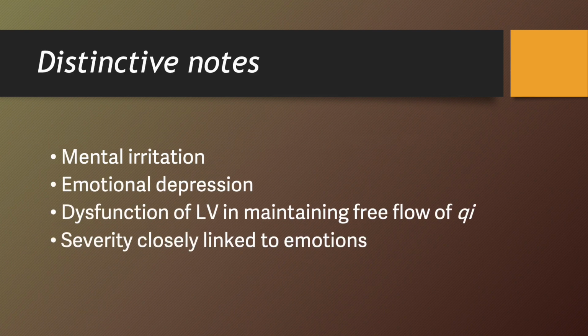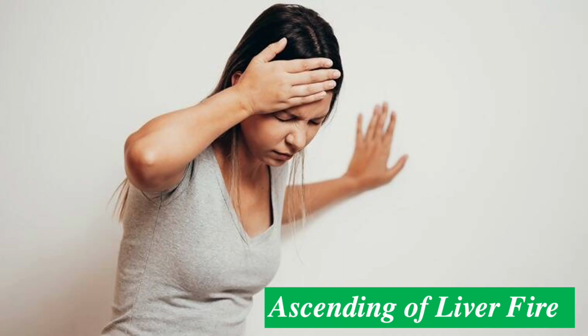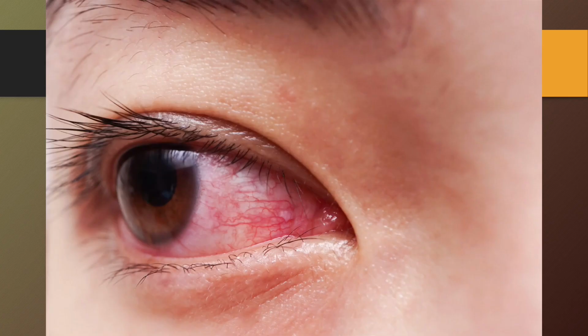The distinctive points of this pattern are mental irritation, emotional depression, and dysfunction of the liver in maintaining the free flow of qi. The severity of this pattern is closely linked to emotions. Ascending of liver fire manifests the fire transformed from liver qi stagnation, ascending along the pathway of the liver meridian. The main contributing factors include persistent liver qi stagnation, over-ingestion of hot, warm food, and internal buildup of damp heat.